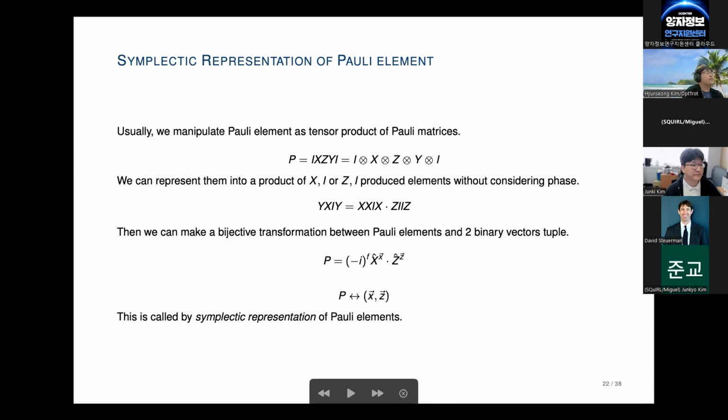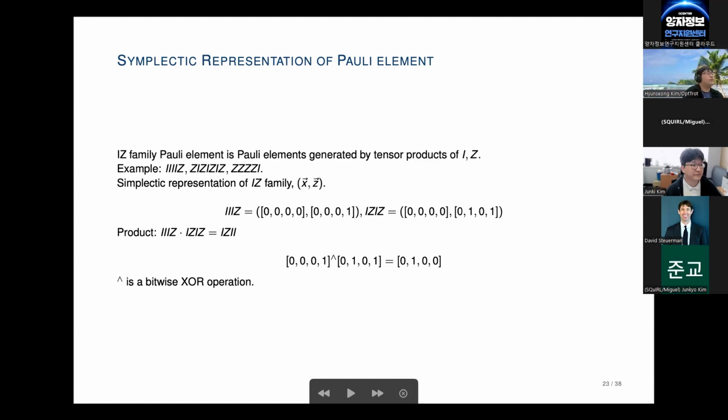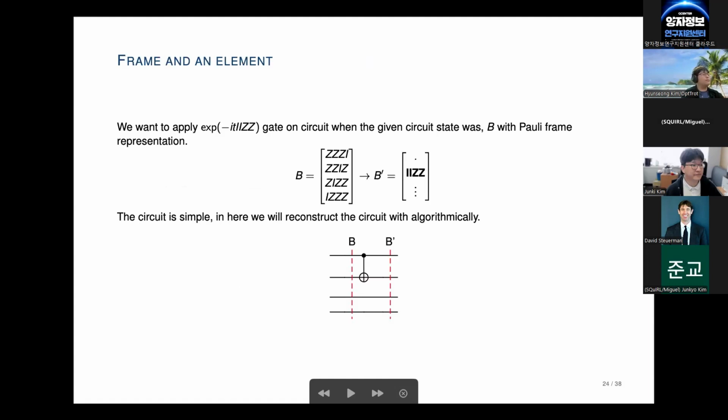So if we use the symplectic representation of the Pauli element, we can represent every Pauli term as a two-integer tuple. And then, using this representation, we can do the corresponding algebra on only the binary representation.